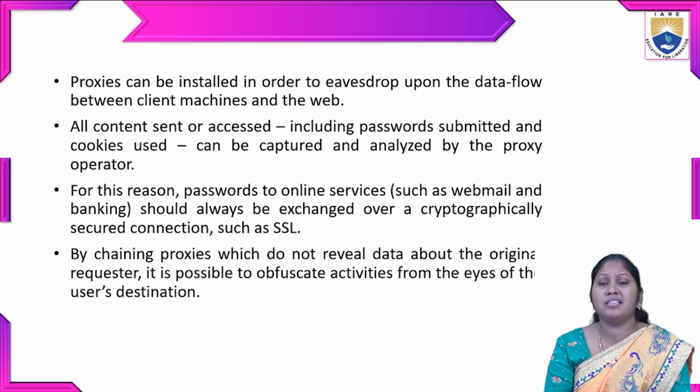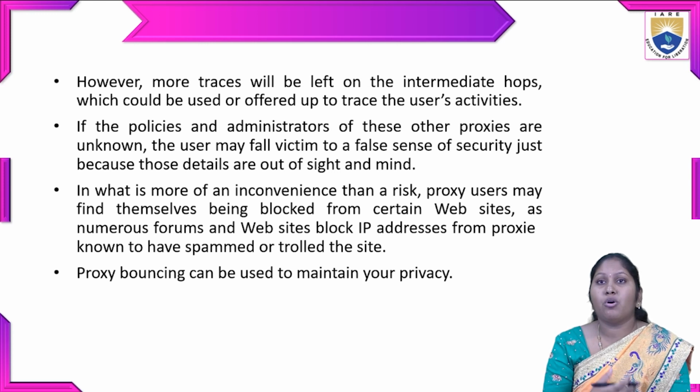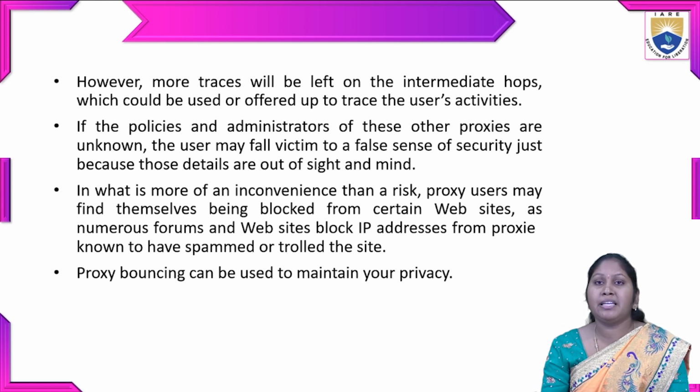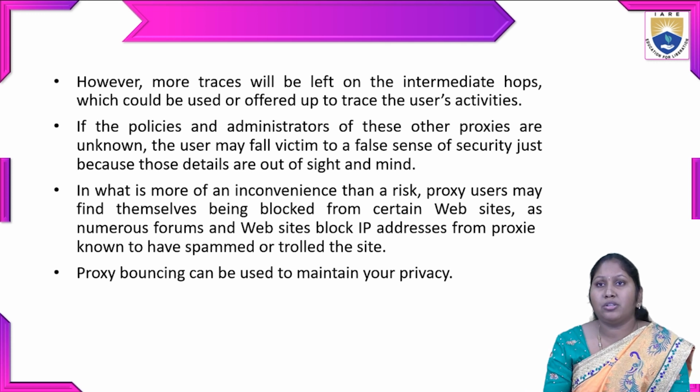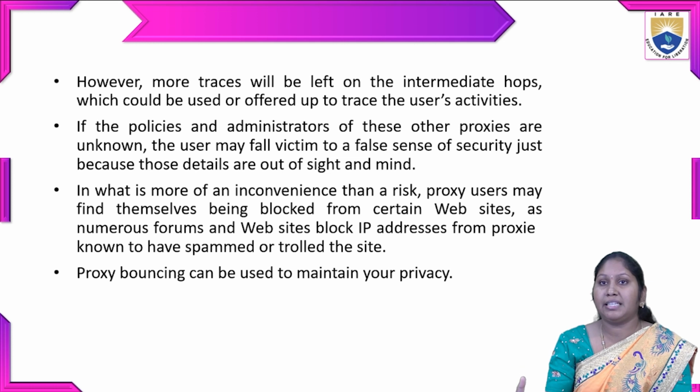By chaining proxies which do not reveal data about the original requester, it is possible to obfuscate activities from the eyes of the user's destination. However, more traces will be left on the intermediate hops, which could be used to trace the user's activities. And if the policies and the administrators of these other proxies are unknown, the user may fall victim to a false sense of security just because those details are out of sight and out of mind. So those details cannot be known to the particular victim.